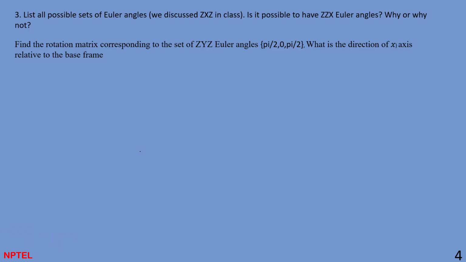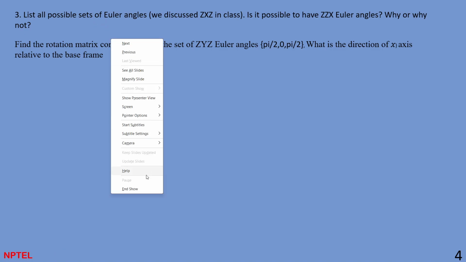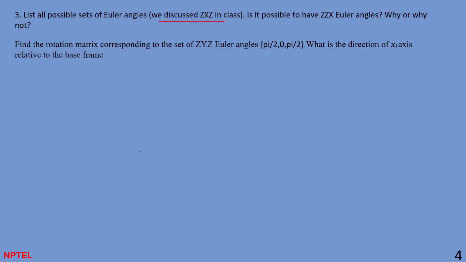Okay, so let's look into question number three. It's related to Euler angles. List all the possible sets of Euler angles we discussed in class, which is Z, Y, Z. Is it possible to make a Z, Z, Y Euler angle, or why not? Find the rotation matrix corresponding to the set of Z, Y, Z Euler angles, which is pi by 2, 0, pi by 2. What is the direction of the x axis related to the base frame?